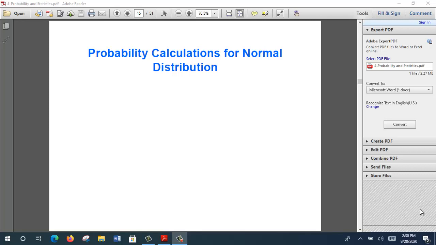Today we would like to continue our lesson for chapter 4, probability and statistics. So we just continue from last week's class. We stopped at the probability calculation for the normal distribution.